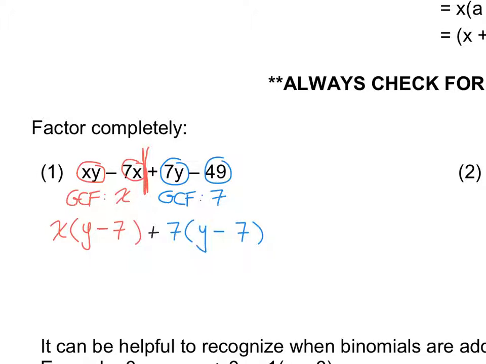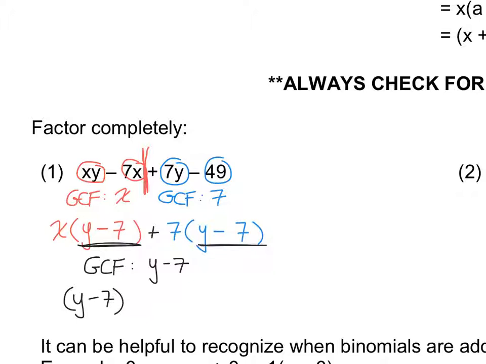Alright, so this is the key step here. Once you get here, your binomials should be identical. If they're not, then maybe you need to reorganize your polynomial to begin with, or maybe factoring by grouping is not your best approach. But what we can now do is take out a GCF, that's an entire expression here, y minus 7. So we'll have a y minus 7.